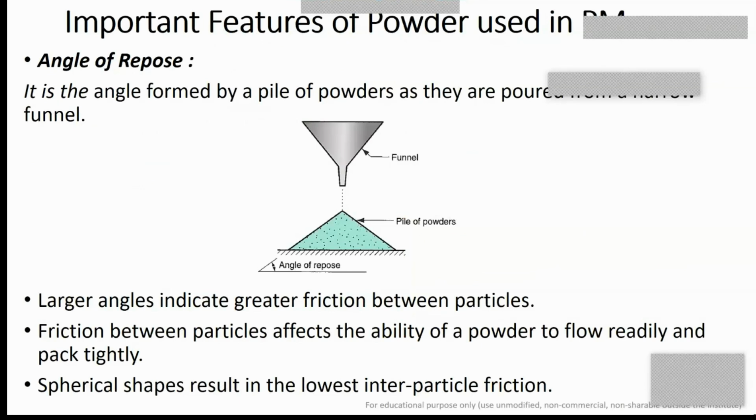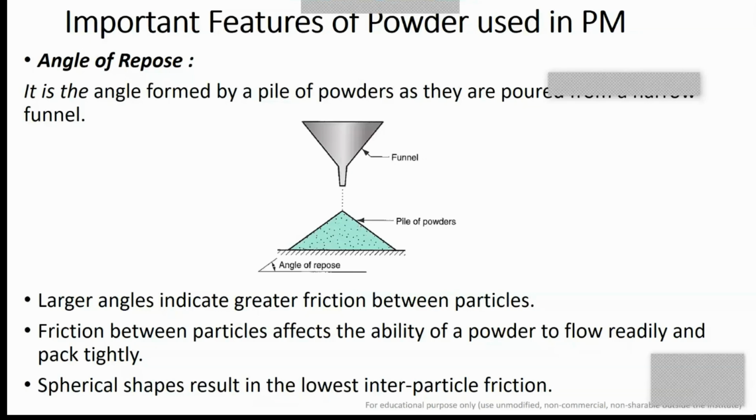Now, after this, we have different important features of powders which are used in powder metallurgy, and these features have their role in the quality, strength and performance of the powder metallurgy compact. The first important feature which you have to determine before using the powder to produce the powder metallurgy product is the angle of repose.